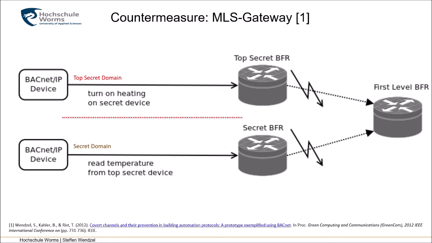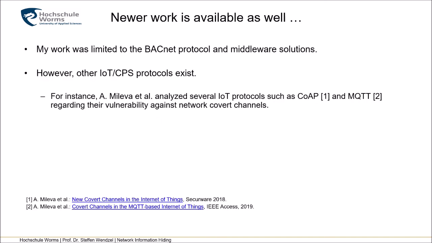If you extend multi-level security or use another model like role-based access control, you can apply this to normal organizations. While my own work was limited to middleware solutions and building automation protocols, especially the BACnet protocol, which is one of the most popular building automation protocols in the whole world, with more than 1,000 registered vendors, there are also other IoT and CPS protocols such as CoAP and MQTT.